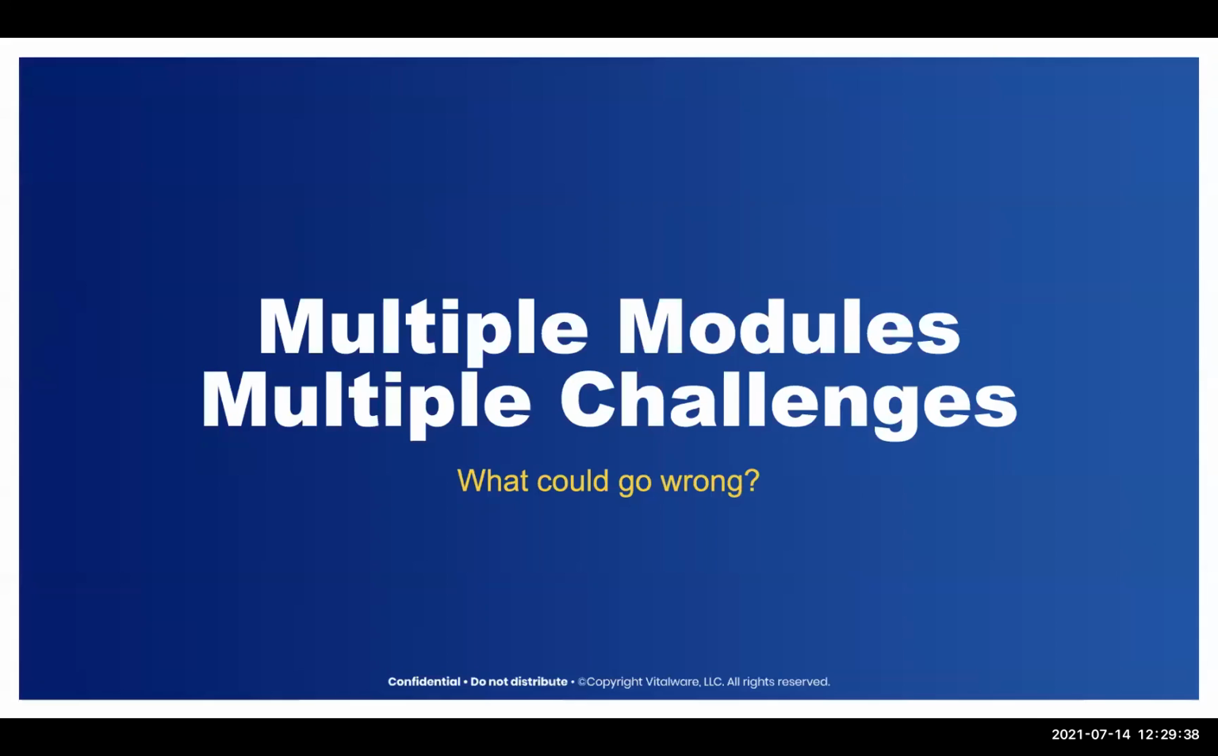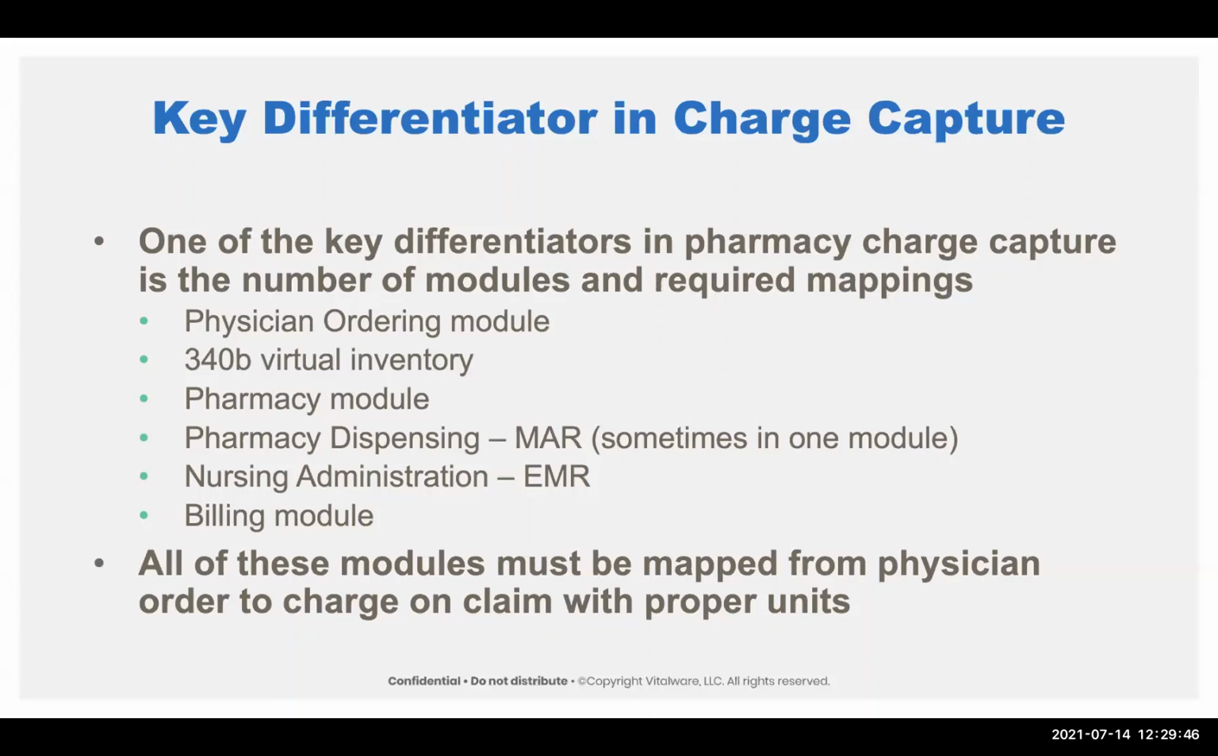Let's talk about the multiple modules and what problems that causes. Now, pharmacy, as we showed you before in that Visio flow, connects to a lot of things. And those modules may be bolt on by a separate vendor, such as VitalWare or somebody else, or they could be integrated, such as Epic.